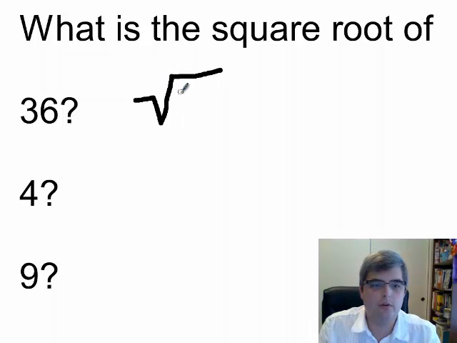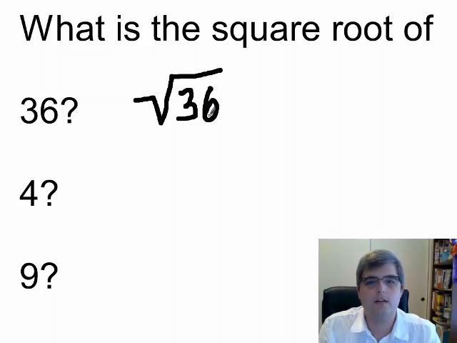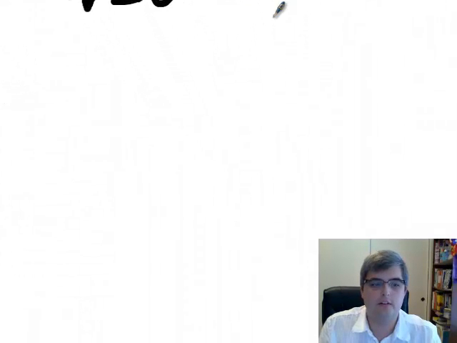So what's the square root of 36? Well, think about it. What times itself gives you 36? Well, it's not 1, because that's 1. It's not 2 or 3 or 4 or 5. If you look back at your notes, you'll see that the square root of 36 is 6.